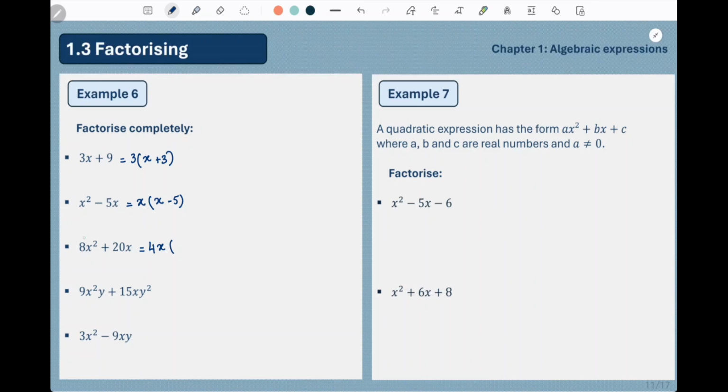So in order to retrieve 8x squared, in terms of the numbers, 8 is 4 times 2. So I would write 2. For the x, because it's an x squared, I'd write x. What about 20x? Okay, for the numbers, 20 is 4 times 5, so it's plus 5. Because I have a plus sign here, I'd write plus 5 over there.